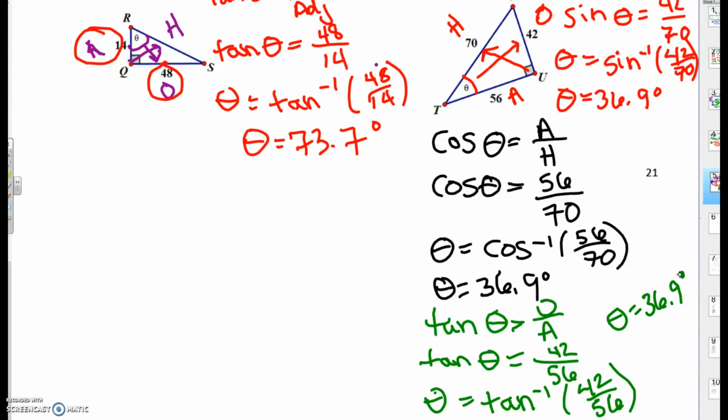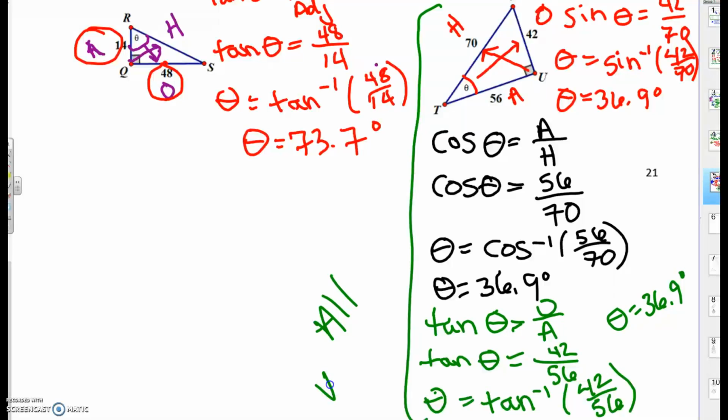So basically, if you have more than one option, it really doesn't matter which one you choose. You could use any of these. All were valid here, right? They were all valid, and we all produce the same answer if you're doing it right. So anyway, that is how you find missing angles when you only know side lengths of right triangles. You use your inverse trigonometric functions. All right, guys, take a look at the MML and we'll see you in class.